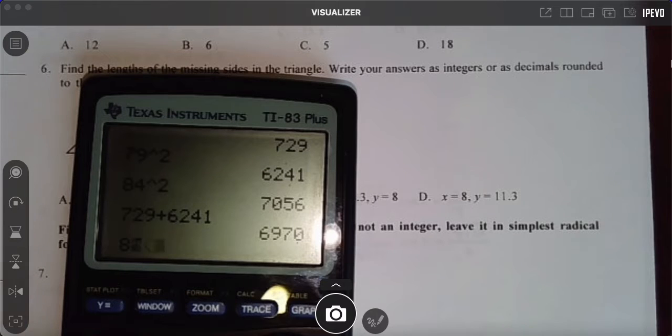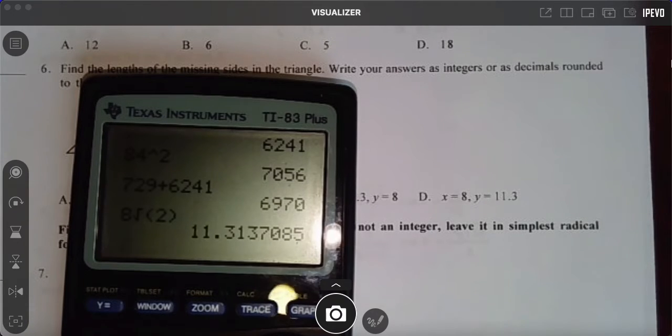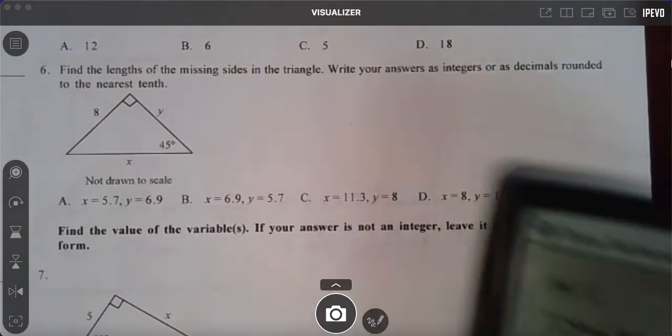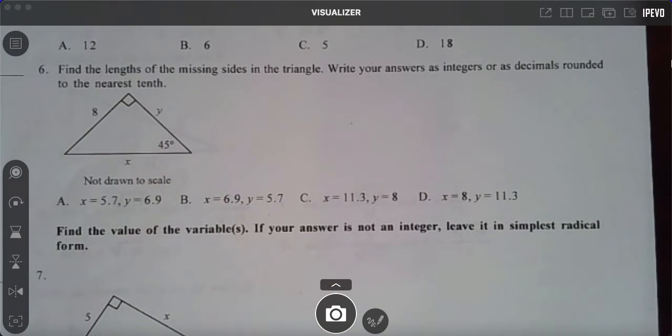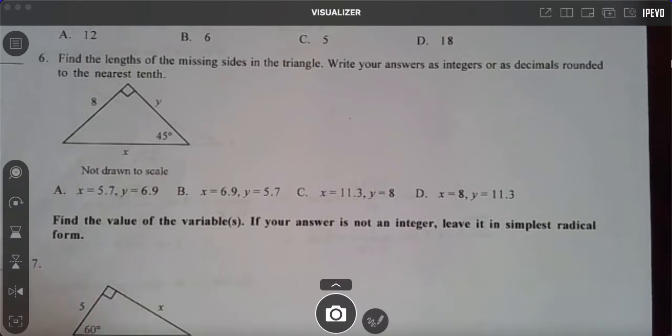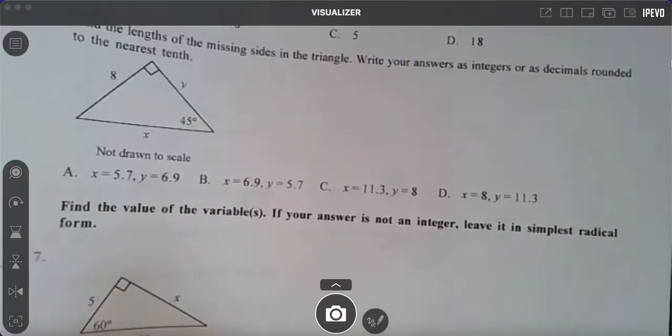8 square root of 2, and they get 11.3. What did they get? 11.3. Does that make sense? It's just like that on the quiz. Okay. Well, I say that. Let me just make sure.